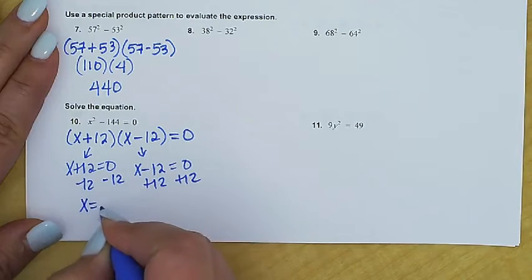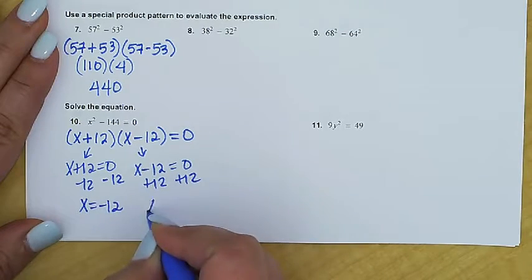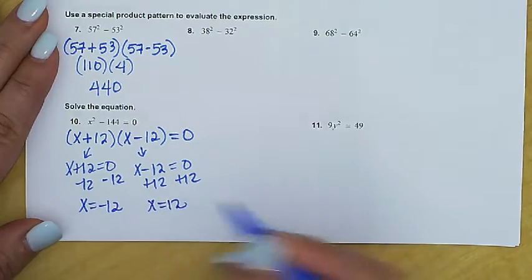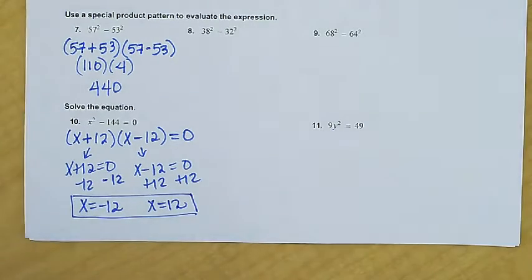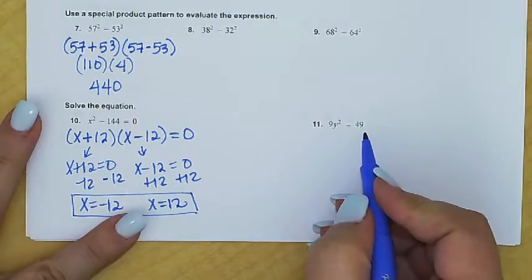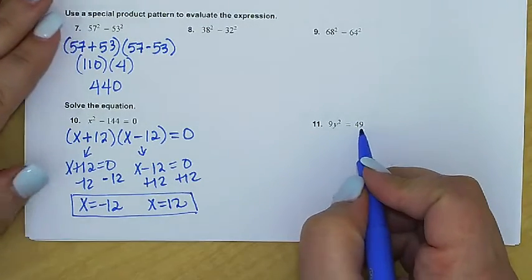So one solution is x would be negative 12. The other solution is that x would be positive 12. And those are the roots, the zeros, or the solutions. If it's not equal to 0, look at number 11, then of course that's always our first goal, right?